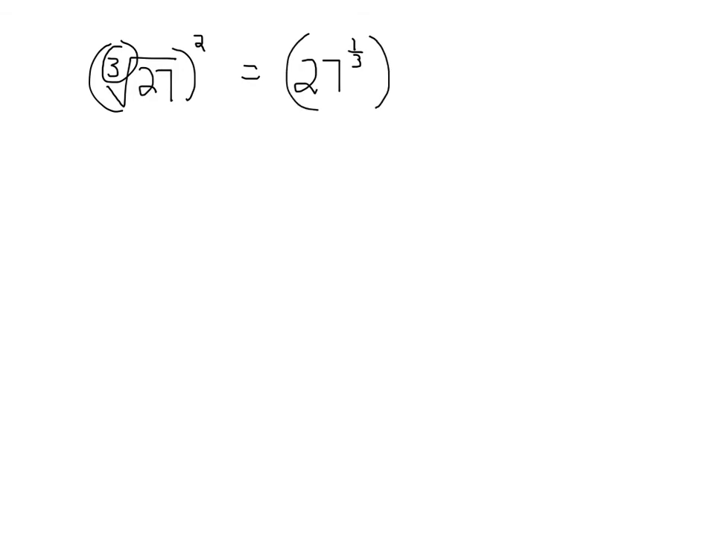Let's talk about 27. If I say the third root of 27 squared, what that means is that we already know that means 27 to the 1/3 because it's the cube root. But now I want to square that. And I know my exponent rules tell me when I'm raising something to a power, I multiply the exponents. And 1/3 times 2 is 2/3.